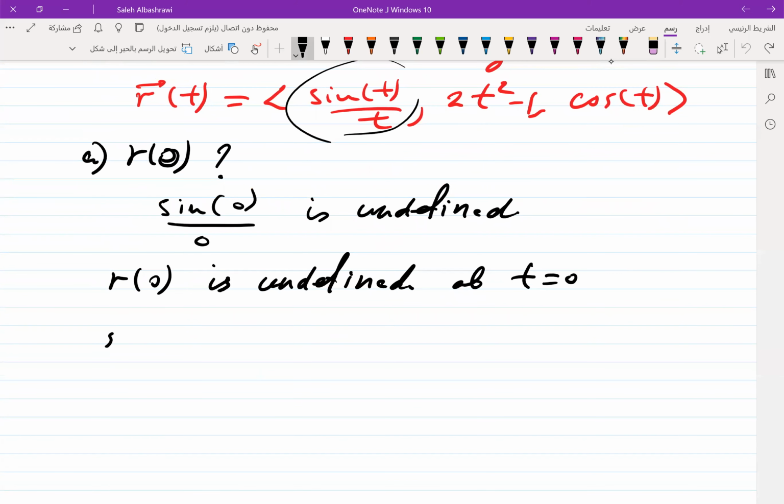So r of t is not continuous at t equal to 0, because one of the conditions is not satisfied. So the vector function is not continuous at t equal to 0. So to discuss the continuity of a function, we have to satisfy the three conditions. R of a is defined, the limit exists, and then the value of the vector function and the limit must be the same.